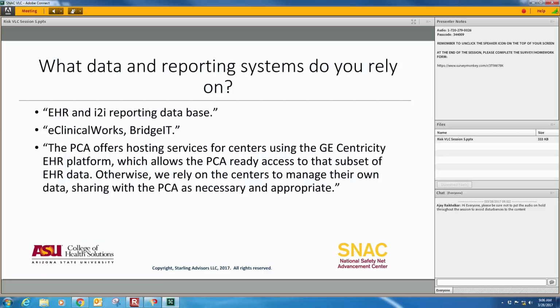So what kind of data and reporting systems are you relying on? Most of us understand the value that our EHRs play in these roles, and all the respondents really hit on that. And some of us are working also with additional analytics and aggregation tools like I2I and Bridge IT, which help pull that information together so that we can really look at the total population of patients.